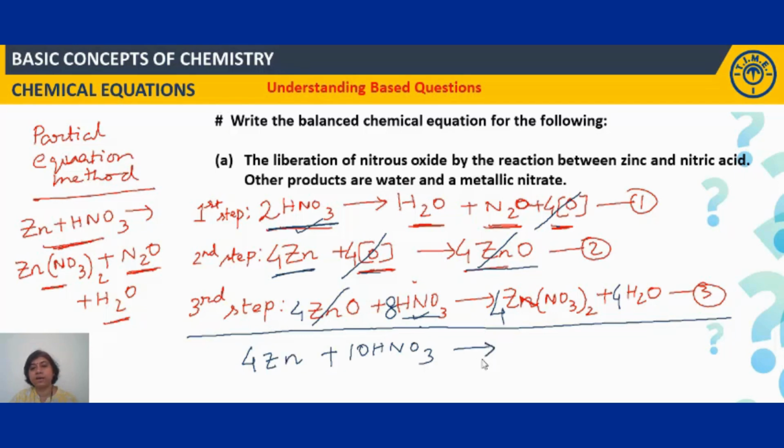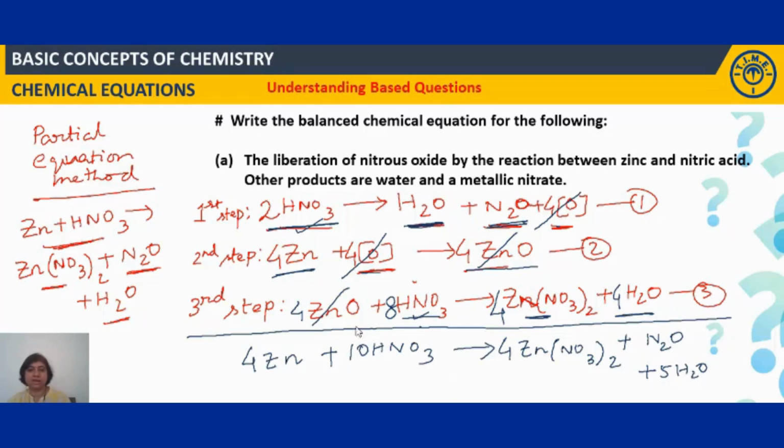Now we'll write the product side. So you see zinc nitrate, how many molecules? 4. So we'll write 4 Zn(NO3)2, plus you see nitrous oxide, only 1 molecule, so it is N2O, plus water, how many molecules? You see here 1 molecule in the first reaction, and in the third reaction 4 molecules. So 4 plus 1, it is 5 H2O. So now the reaction is balanced.